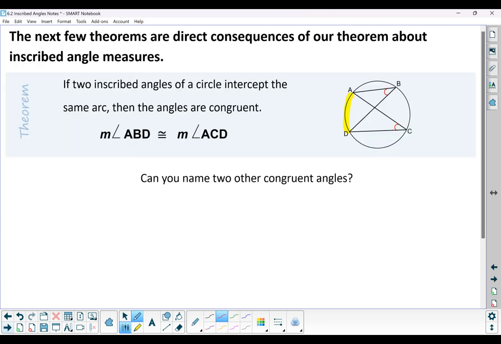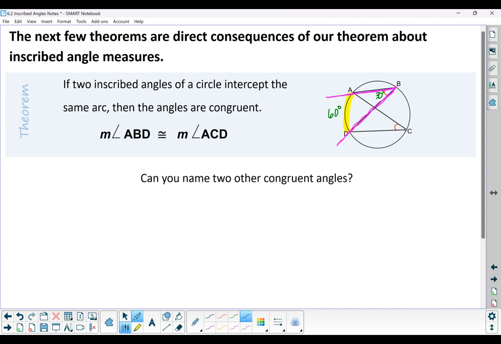All right, the next few theorems are just direct consequences of our theorem about inscribed angle measures. So this first theorem says if two inscribed angles of a circle intercept the same arc, then those two angles have to be congruent to each other. So looking at that diagram, we have angle B right here, and it intercepts the arc from A to D. I'm just going to give it a number to help you see. Maybe that's a 60-degree arc. That would mean this is a 30-degree angle.